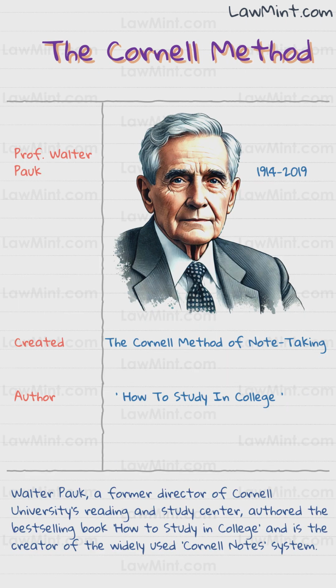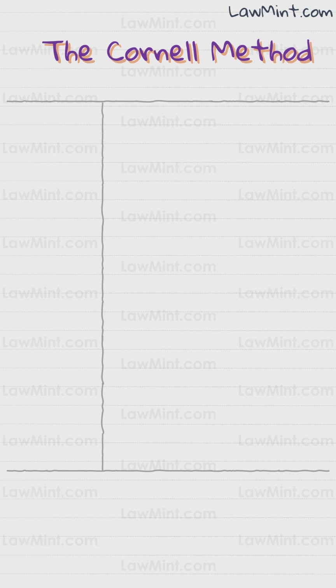And finally, let us talk about the Cornell method. This method was created in the 1950s by Professor Walter Pauk, who used to teach at Cornell University. In my personal experience, this is the most effective note-taking method. And that is probably because this technique can actually combine and make use of the other 4 methods which I have already explained. To start with, your notebook has to be divided into 4 parts like this.